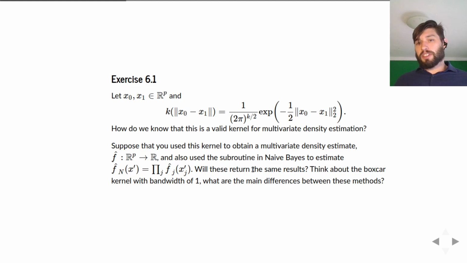Right? Will these return the same result? And try to provide evidence for or against whether they would return the same result. And one instructive thing to think about is instead of this type of kernel, think about the boxcar kernel with bandwidth 1, and just situations in which those two answers may differ, may be the same. So what are the main differences between the methods in that particular case?